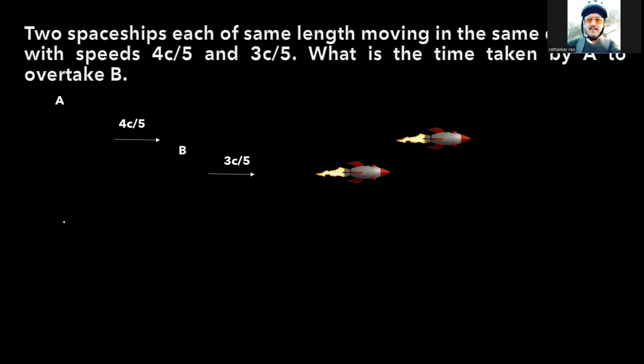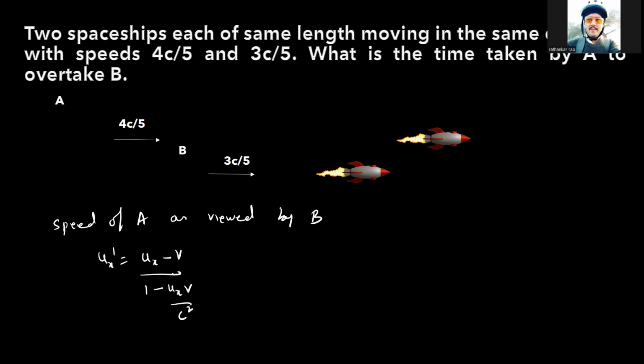If I consider the speed of A as viewed by B, if it was a Galilean transformation, I could directly say that the speed of A is just c by 5 as compared to B. But since it's a Lorentz transformation and the speeds are very high, you cannot consider it that way. Instead, you have to use the relativistic velocity addition. So how do you do it? You use the formula ux dash is equal to ux minus v divided by 1 minus ux v divided by c square. This is the formula that we are going to use.